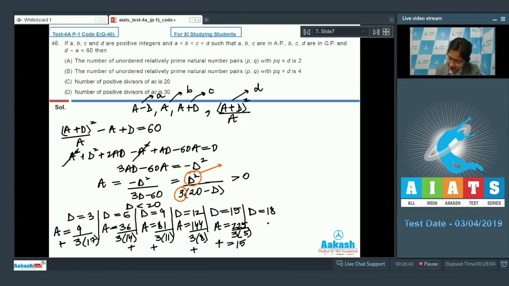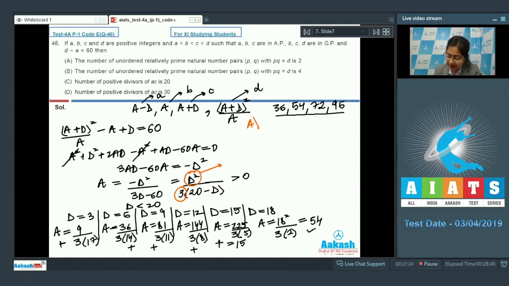And from D equal to 18 we will get A equal to 18 square upon 3 into 2. So the value of A will be equal to 54. So this is a possible case. So from here we get the four values as A minus D, that is 54 minus 18, that is 36, then 54, 72, and the last value will be 96. So these are the four values of A, B, C and D. Now let's check the options.